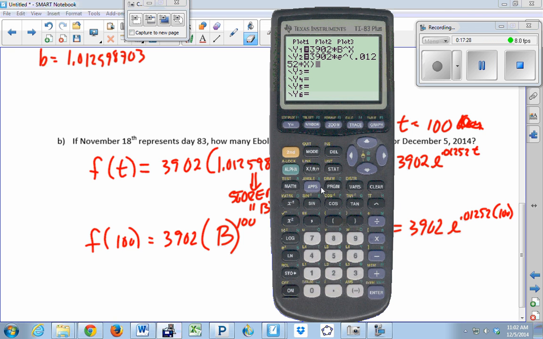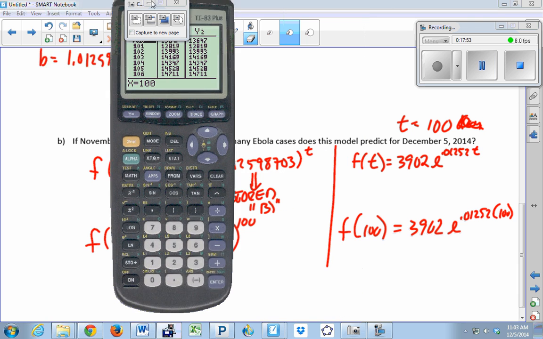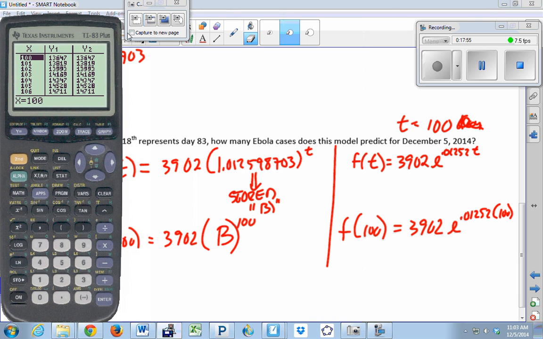So now when I set my table and look at day 100, incrementing by 1 day at a time, they should be exactly the same. So here's day 100. It's predicting both of them. Notice how the numbers are all exactly the same, to show you that the two formulas are equivalent. So it's predicting that today there would be 13,647 cases recorded after 100 days.